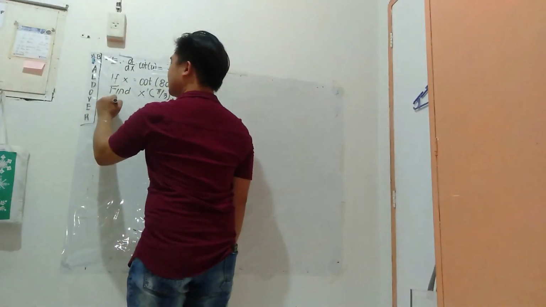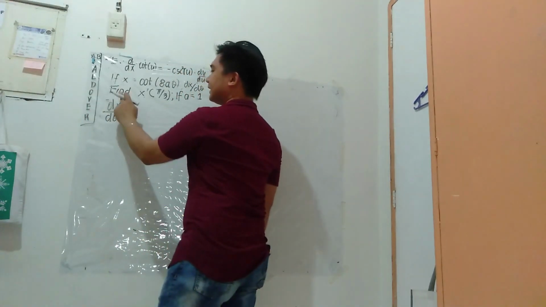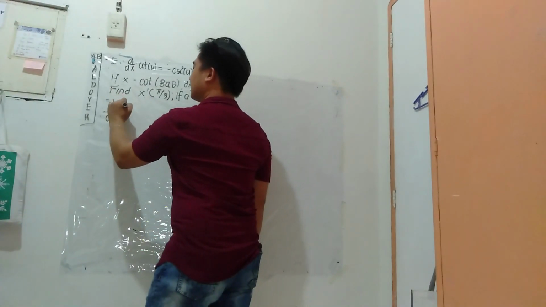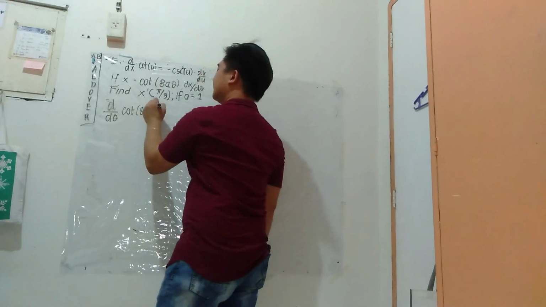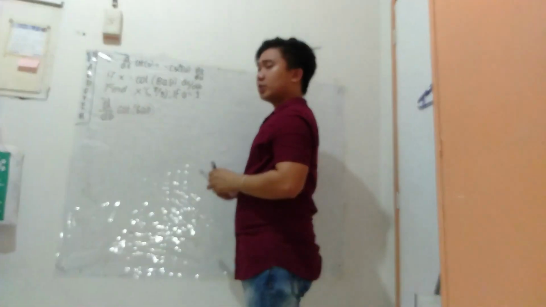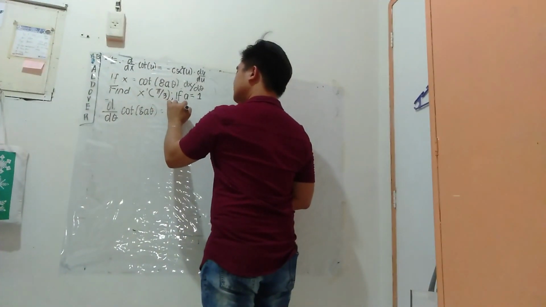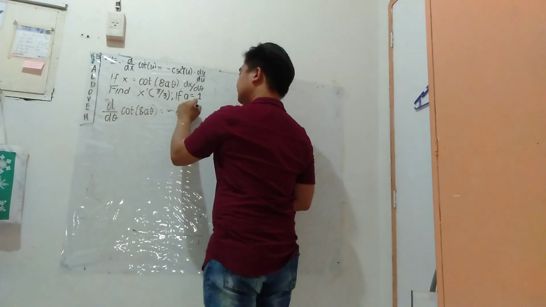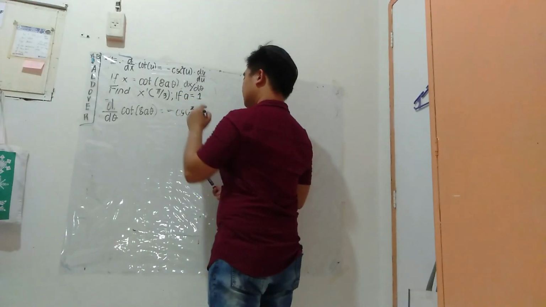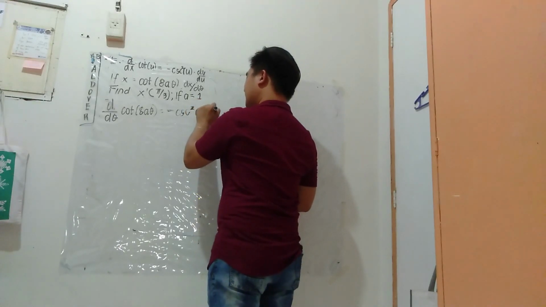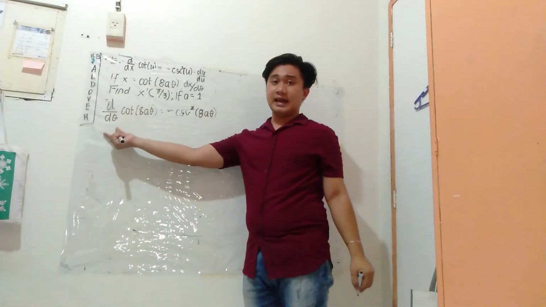What is the derivative of x with respect to theta? Given that x is cotangent 8a theta, recall, what is the derivative of cotangent? That is negative cosecant squared of u, or 8a theta.